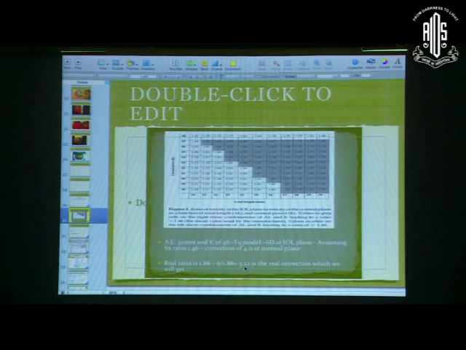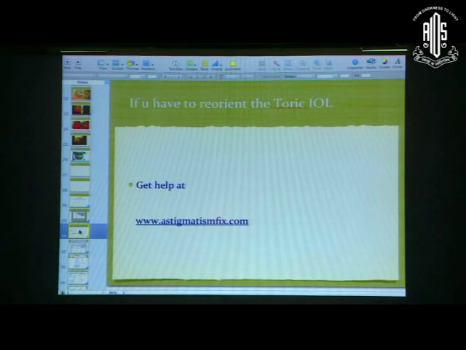So in the extremes of the cases, we can take help of this table, which is from a study in JCRS. It's a very good study.